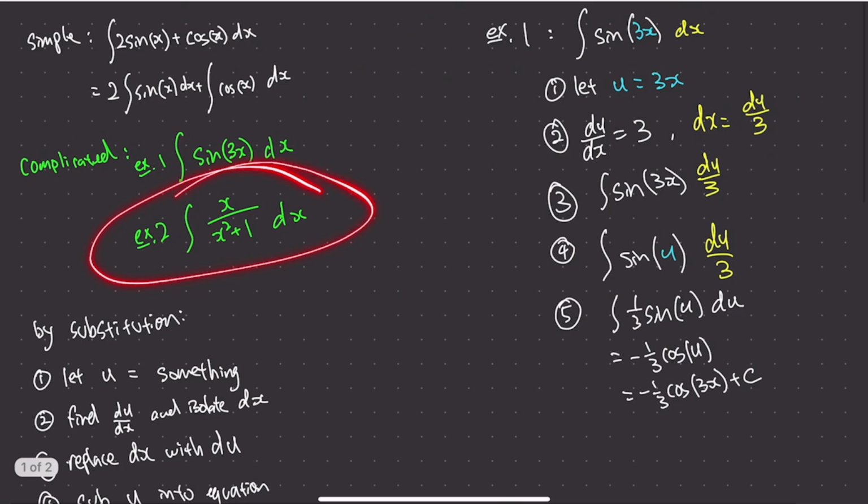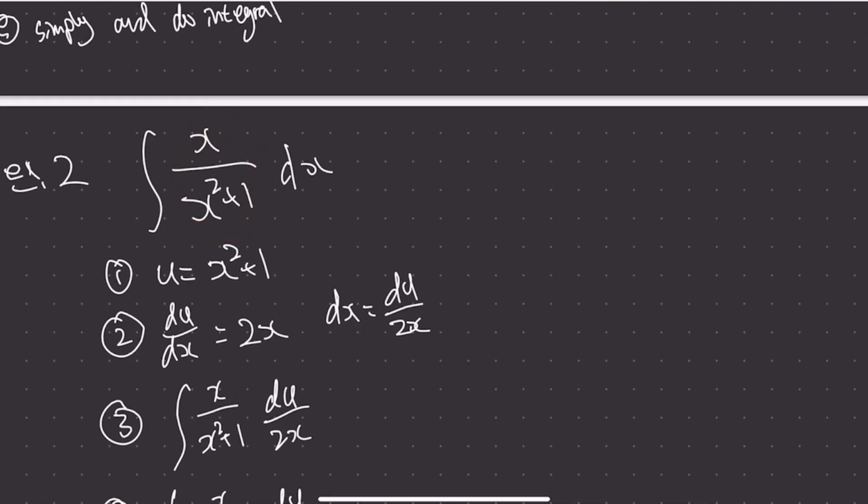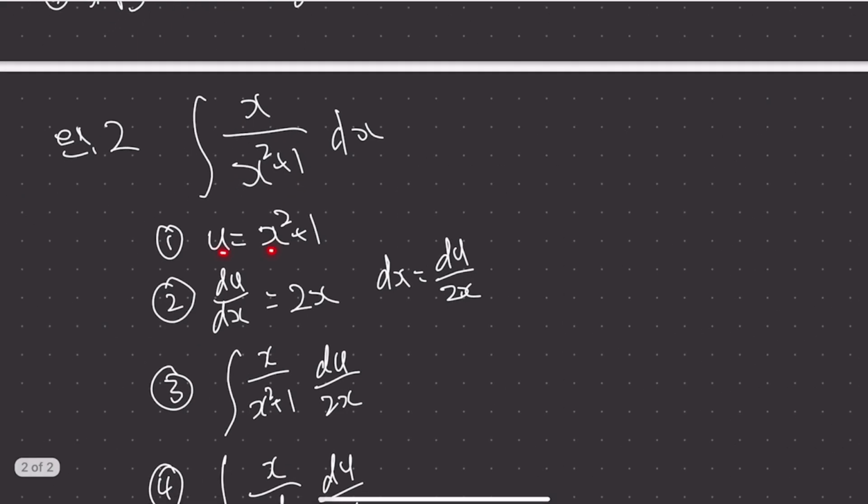Okay, moving on to example number 2. I have x plus x squared plus x over x squared plus 1. So we're going to let u equal x squared plus 1.